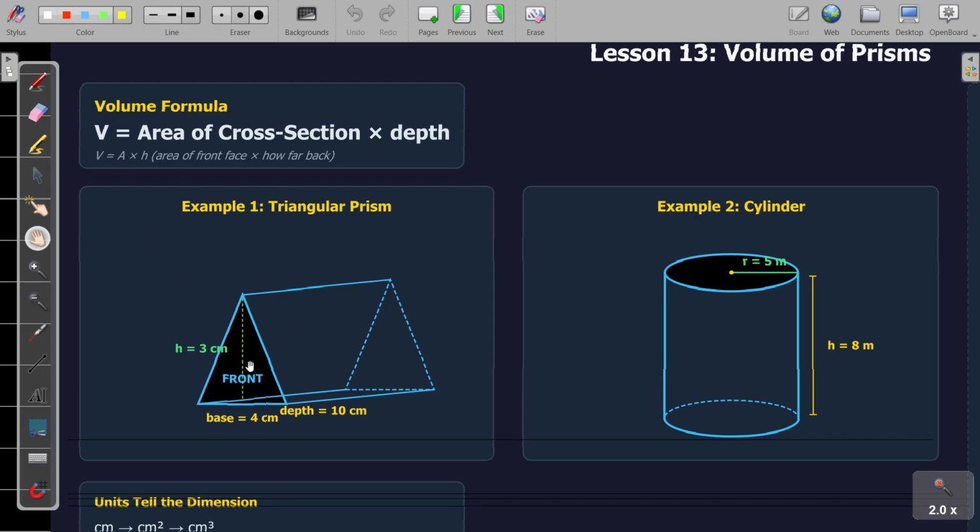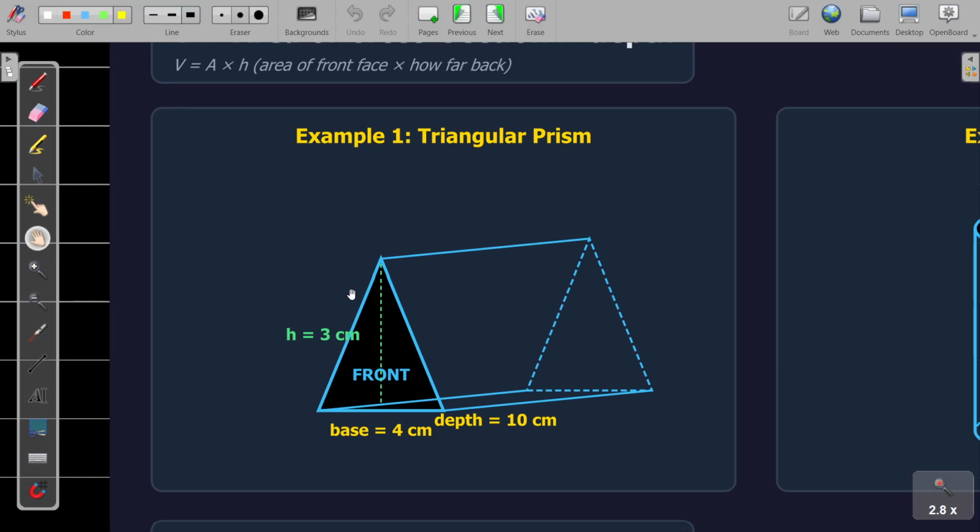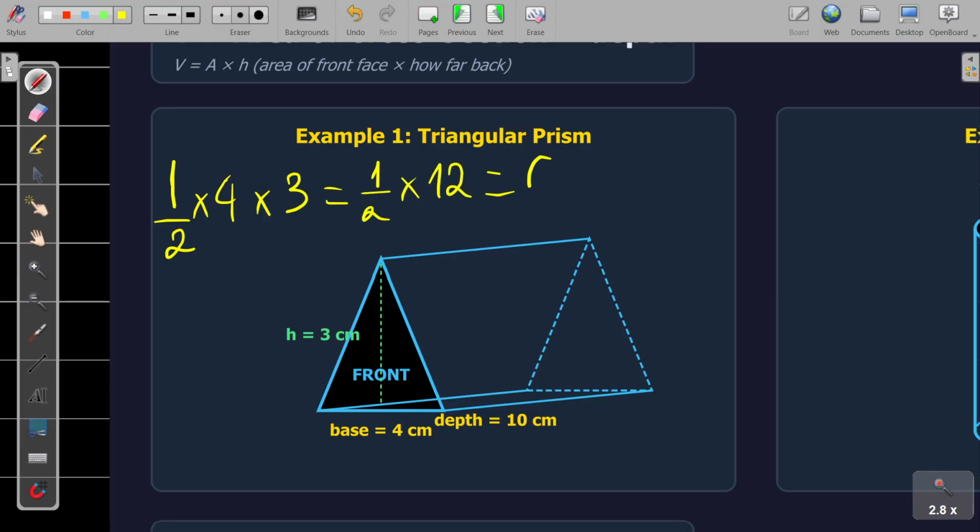So looking at this triangular prism right here, let's look very closely. Let's imagine a Toblerone box. This front face right here is a triangle. This prism goes backward by 10 centimeters. Step number 1, just find the area of the front face. It's a triangle. The formula, if you don't remember, is a half times the base, which is 4, multiplied by the height. And so this would give us half multiplied by 12, which gives us 6. So the area of the front face is 6.